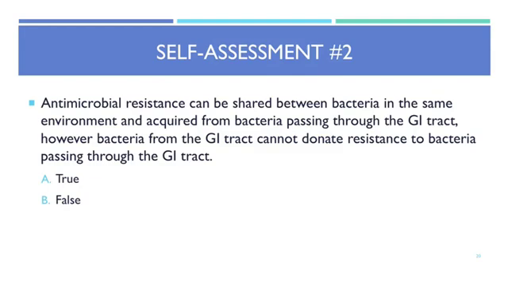So, second question, this one's a mouthful, but I'll read it for you guys. Antimicrobial resistance can be shared between the bacteria in the environment. It can be acquired from bacteria passing through the GI tract. However, bacteria from the GI tract can't donate resistance to those passing through the GI tract. Is that true or false? Exactly. So it can do all three. We talked about that. So the three things just to think about: they can share, they can acquire, and they can donate.